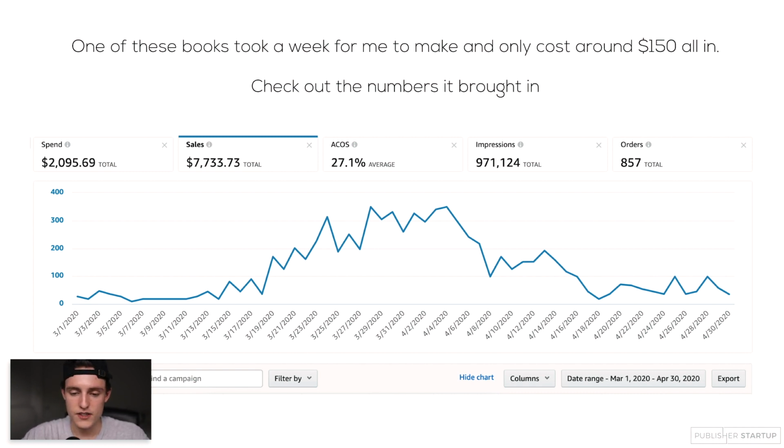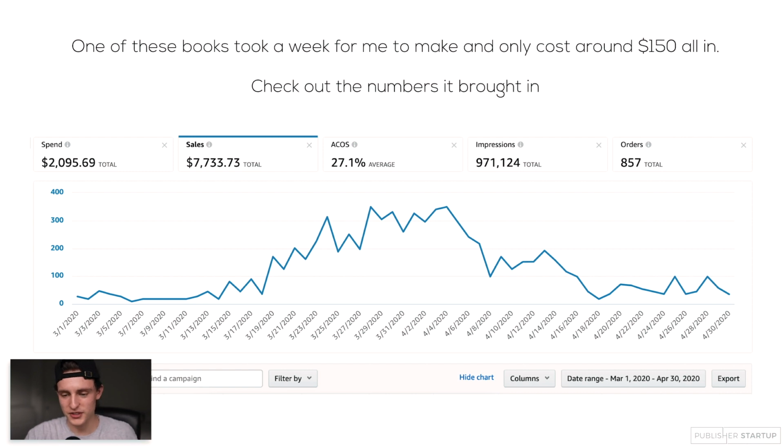And the book brought in $7,733 in sales. So that's sales, it's not royalties. I think if I go to my royalties on this book, it's usually around 40% of the sales. I'm not going to do the math in my head. It still made quite a bit of money. So I just did the math on my phone because I didn't want to do it in my head, and I think it's around $3,300 profit.